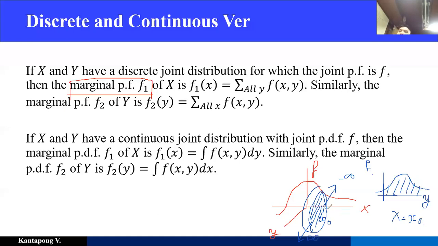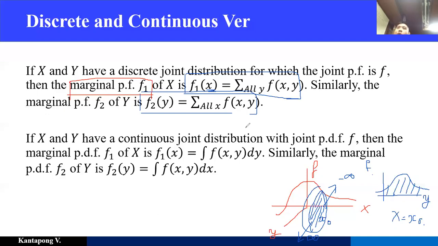So it is as if we take the slice out of that one. That means f1 of x is the sum over all y of f(x, y). It is as if we want to get rid of y, so we have to take into account all possibilities of y. After this, it will be a function of x only. And similarly, we have f2 of y.